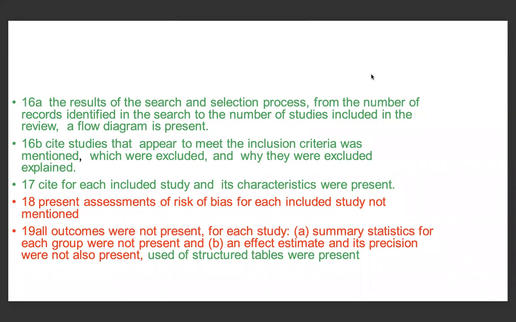All outcomes were not present for each study. Summary statistics for each group were not present. The effect estimate and its precision were also not present. Use of structured tables was present.